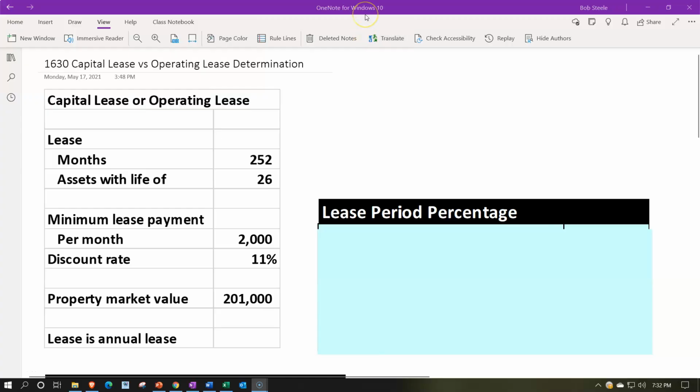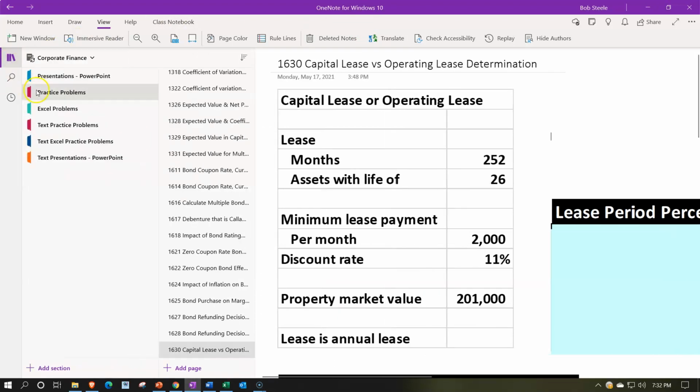Here we are in OneNote. If you have access to OneNote and would like to follow along, you're not required to, but if you would like to, we're in the icon on the left-hand side in the Practice Problems tab, then down in the 1630 Capital Lease versus Operating Lease Determination tab. Also note, when using OneNote, look at the immersive reader. Our practice problems will be mirrored down in the text area, same name, same number, but with transcripts that can be translated into multiple different languages and either listened to or read in them.